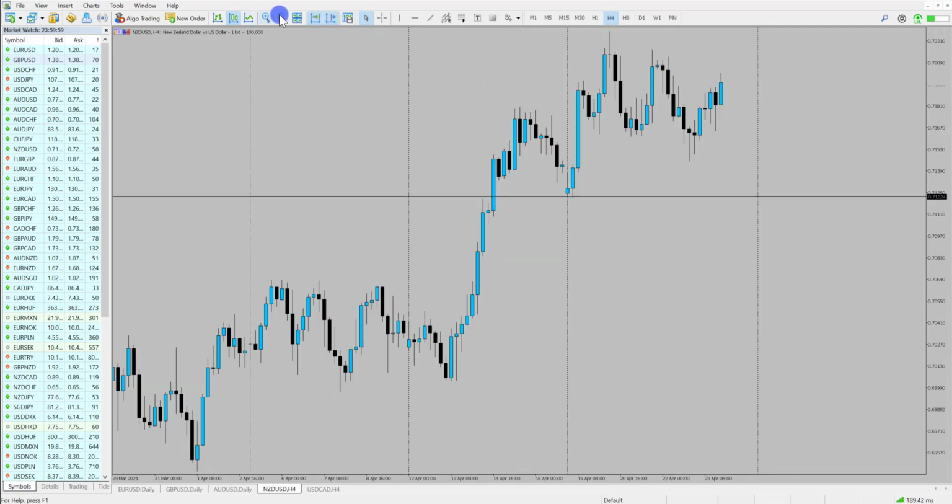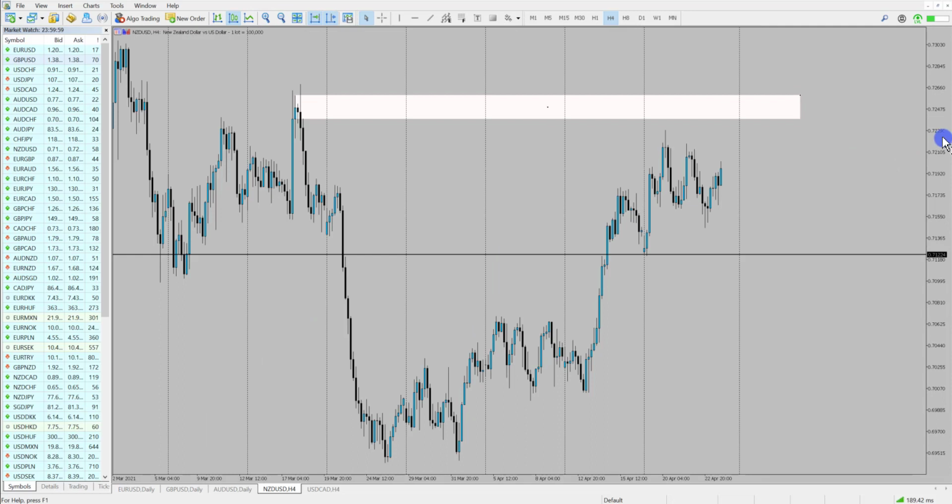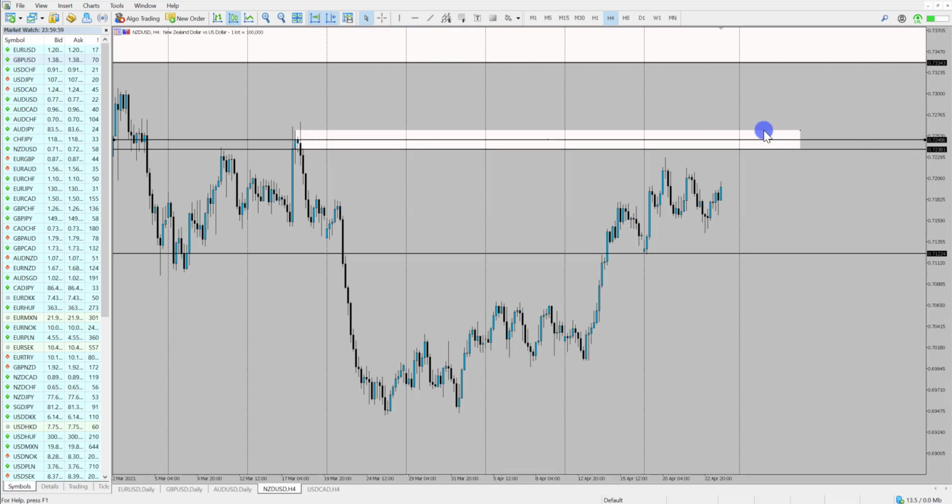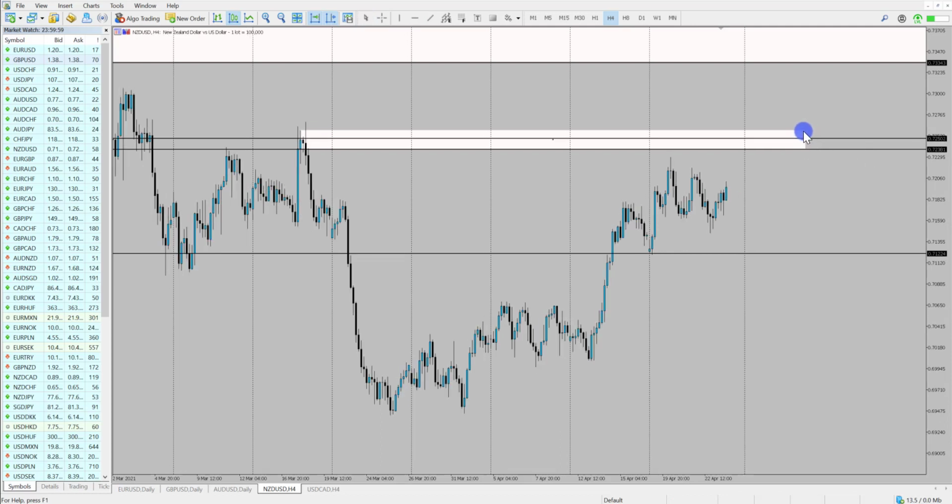We also looked at the potential for price to bounce off of this supply zone as well, this slightly shorter time frame supply zone. If I just pop in the numbers here, it's around about this area, around about 0.7250 and 0.7240 or 0.7238. So a couple of options I'd like to see happening on New Zealand US dollar.